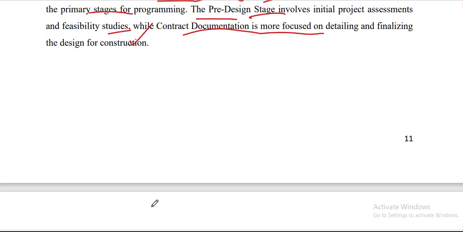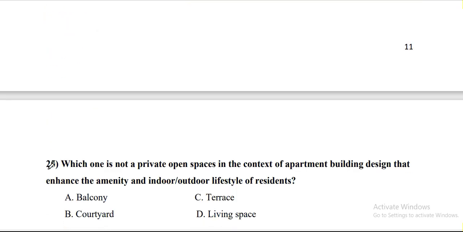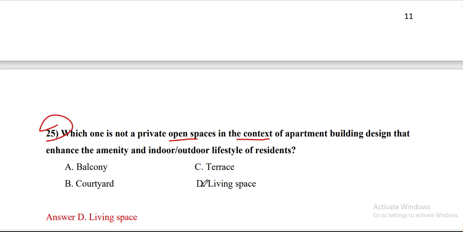The next question, 25. Which one is not a private open space in the context of apartment building design that enhances the amenity and indoor or outdoor lifestyles of residents? A. Balcony. B. Courtyard. C. Terrace. D. Living space. The answer is living space.